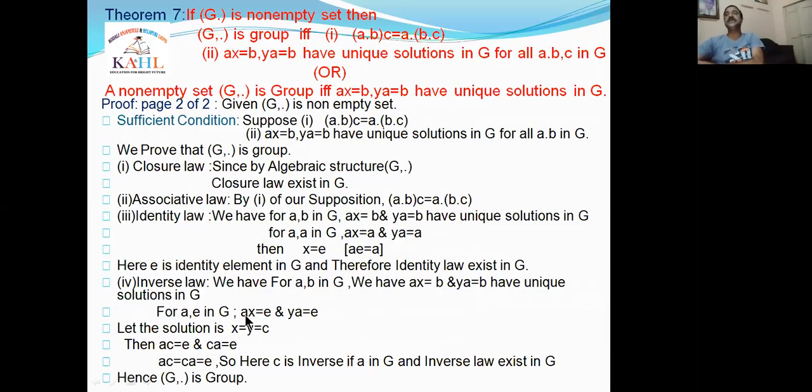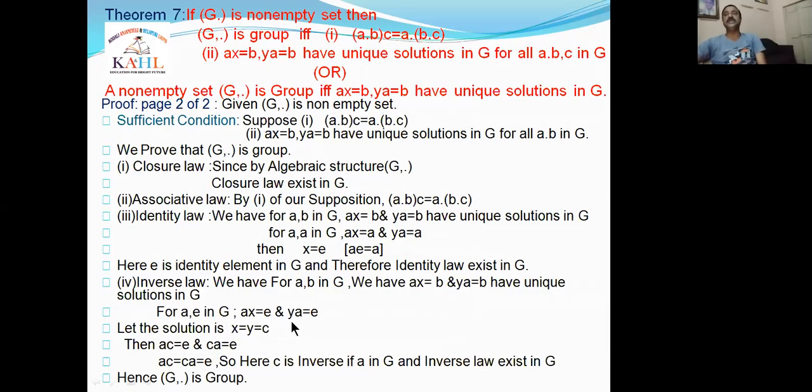That means ax is equal to ya, x is equal to ya. If we observe that, let the solution be x is equal to y is equal to c. I am taking that solution is the same as c. That means x and y is equal to c.